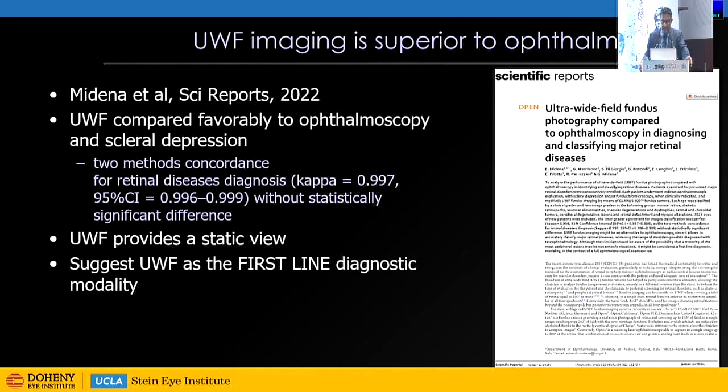I want to credit Eduardo Medina and the group in Italy. They did a nice paper where they directly compared getting an ultra-wide field image to ophthalmoscopy with scleral depression, and they found a very good correspondence. And because ultra-wide field imaging gives you a static view, they suggested this should be our first-line diagnostic. Now, even when I read this paper, I've always wondered, can you really get everything you can get with dynamic indentation?